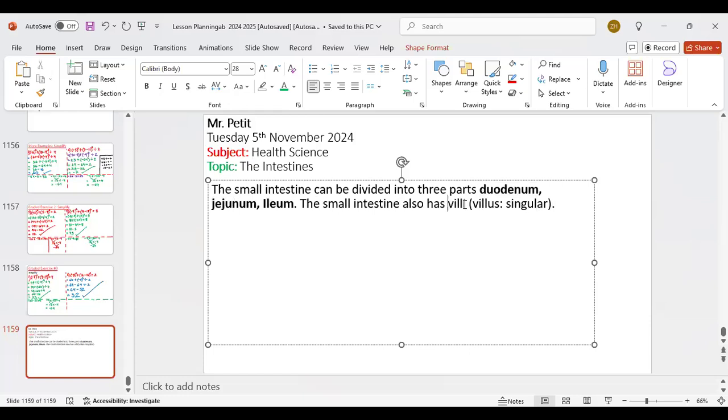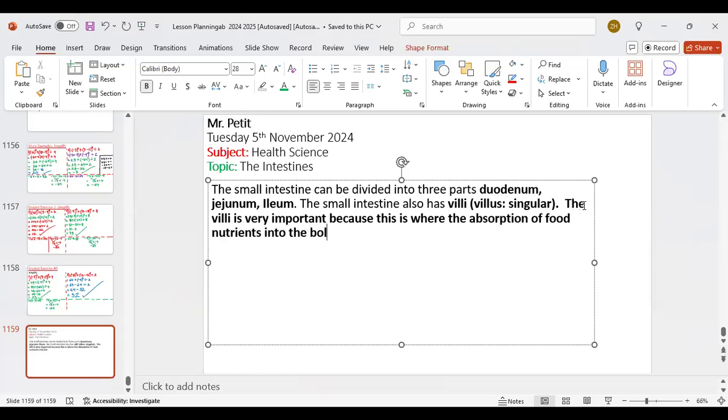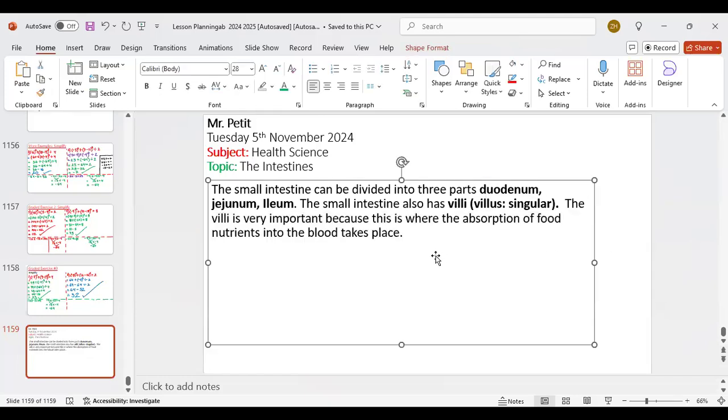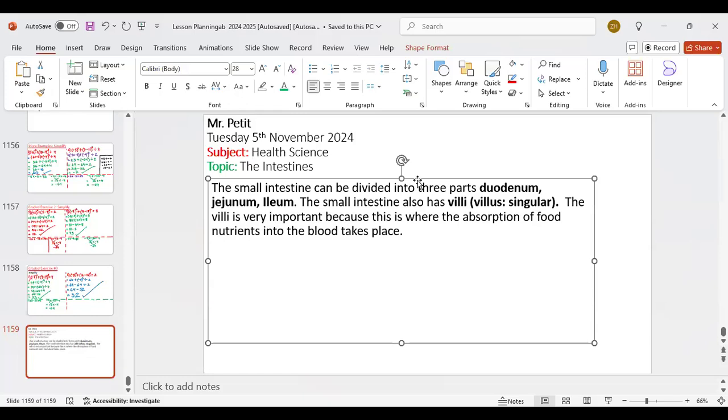All right. The villi is very important because this is where the absorption of food, nutrients into the blood takes place. So if they ask you, why is the villi important? You could say, too easy. The villi is important because that is where the absorption of the nutrients of the food takes place.